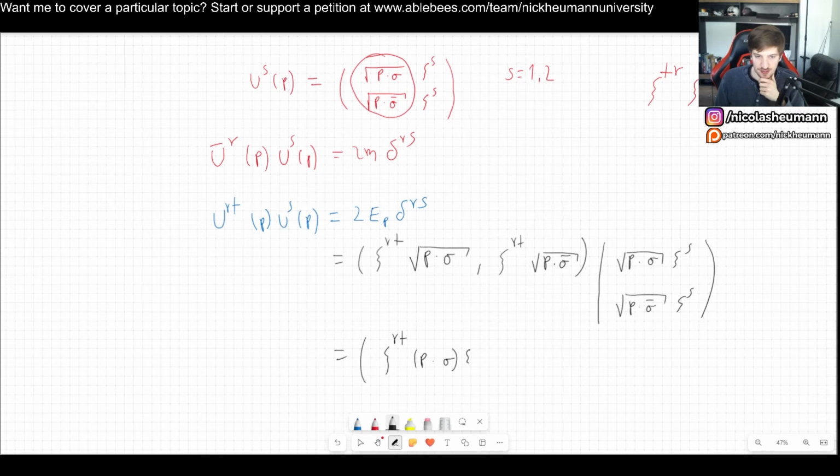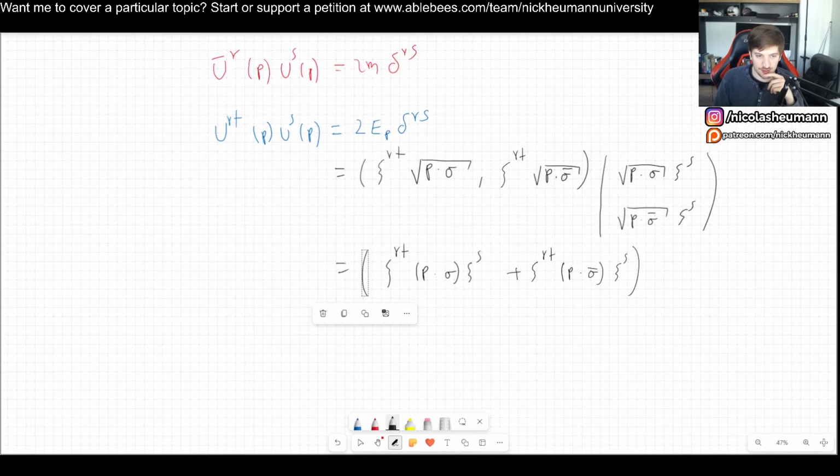And then we have chi s plus chi r dagger p dot sigma bar chi s. We can now factor our chi's to the sides. So we can write this. This is equal to chi r dagger p dot sigma.